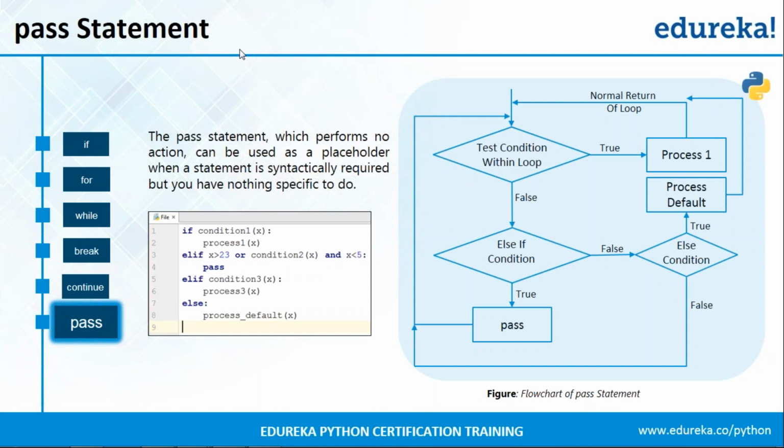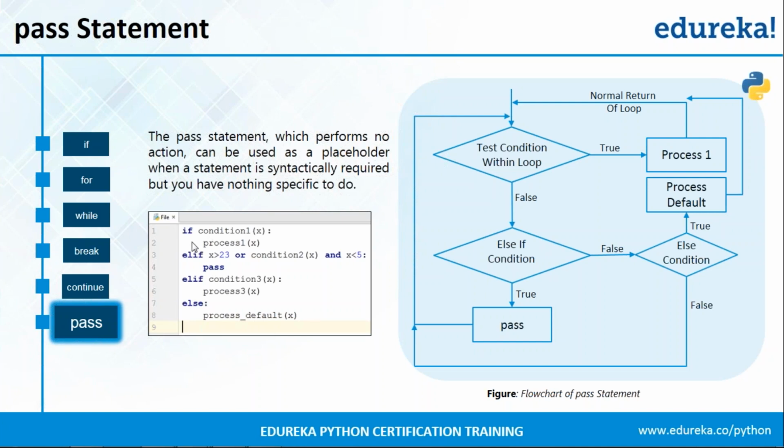Okay, so David has a question. What is the purpose of pass? Why do we use it? It's a very good question, David. If you just take a look at this example over here, you can see that I have got three conditions and I've got the default condition. So let's say that I have a situation.